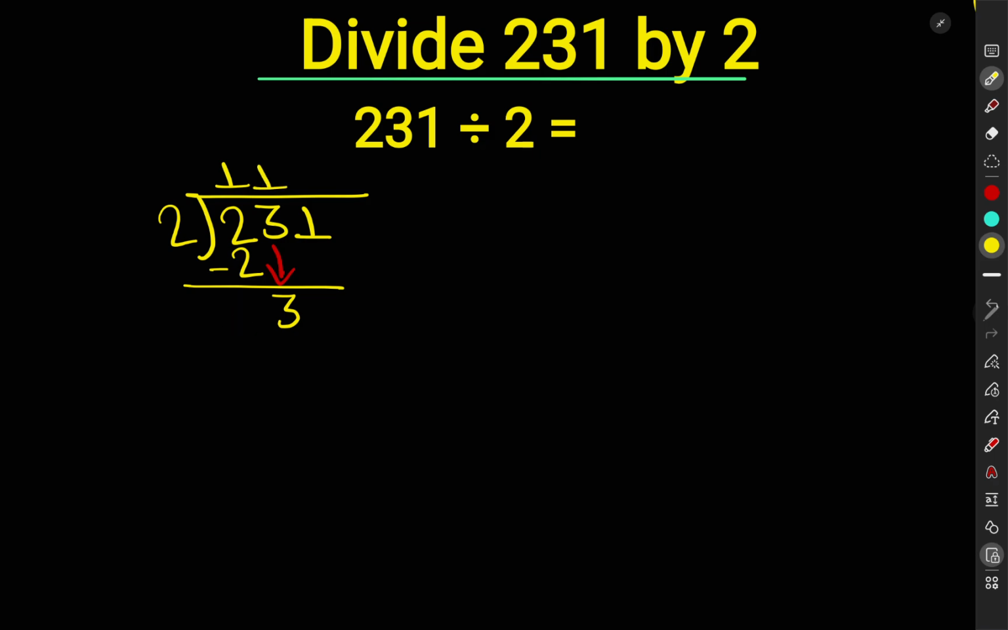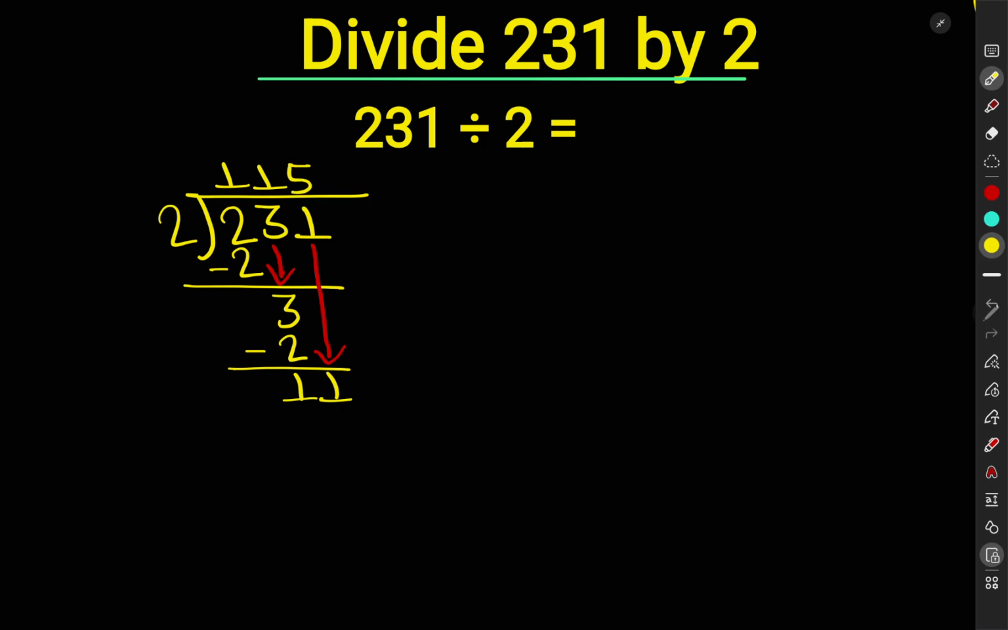So 2 times 1 means 2. On subtracting we get 1. So now this 1 is less than 2. So we put down the number beside this 1. So now it became 11.